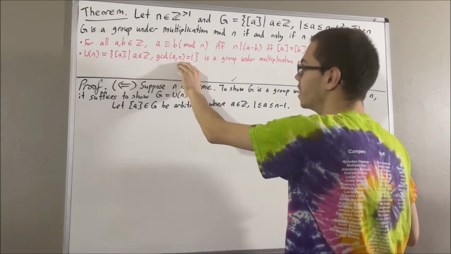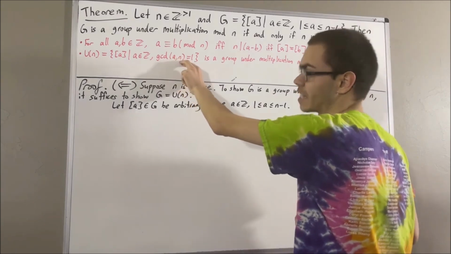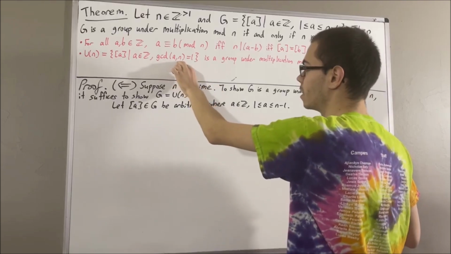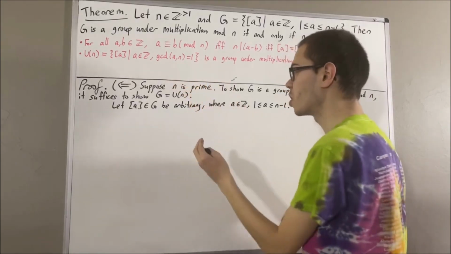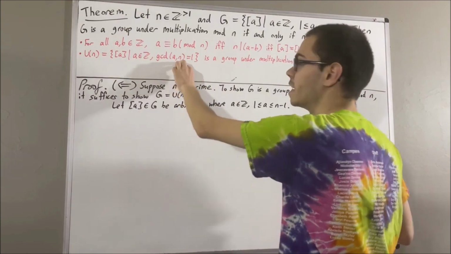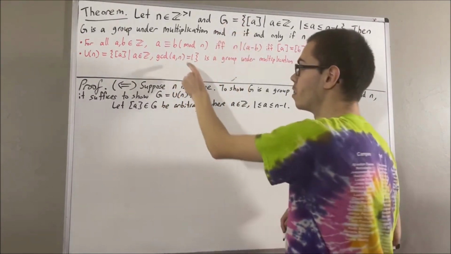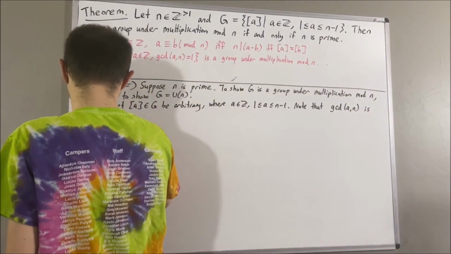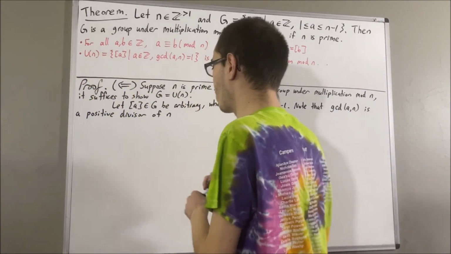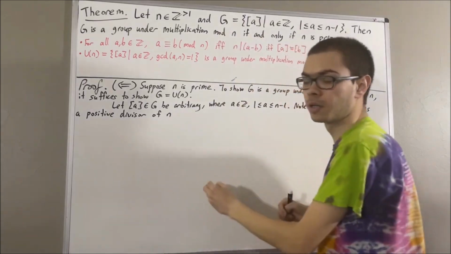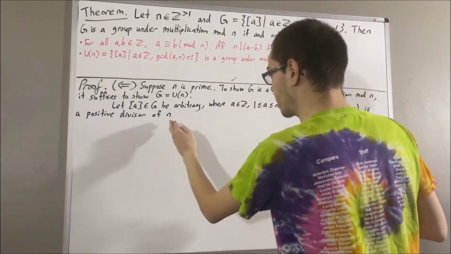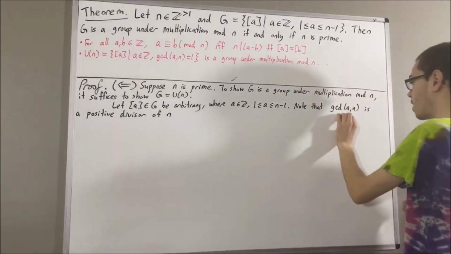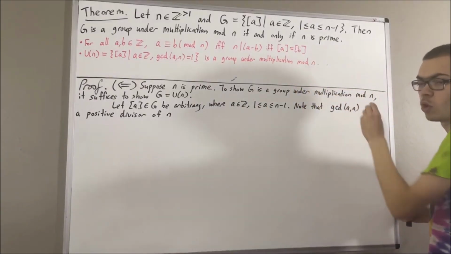And to see how we can show that, well, first of all, we know that the greatest common divisor of A and n is a divisor of both A and n. Now, the greatest common divisor of A and n is positive as well. So the greatest common divisor of A and n is a positive divisor of n. But remember, n is a prime number. So the only positive divisors of n are 1 and n. And that tells us that the greatest common divisor of A and n must be equal to either 1 or n.